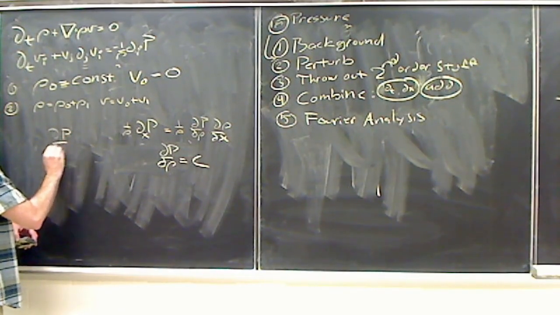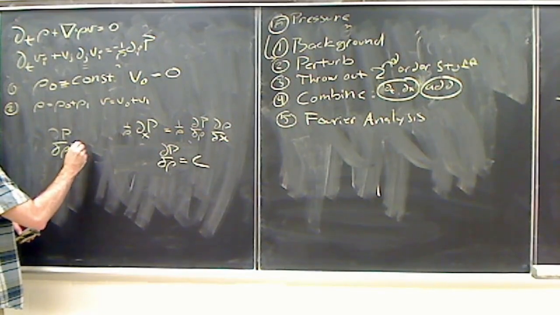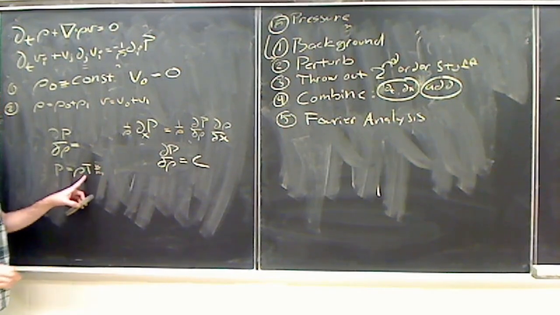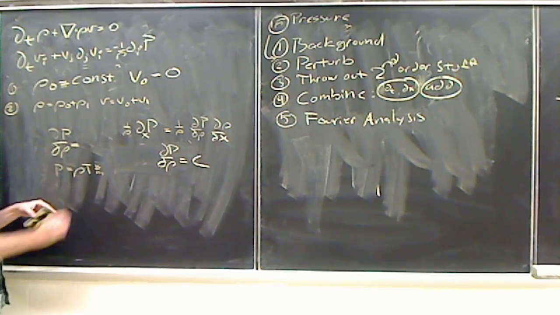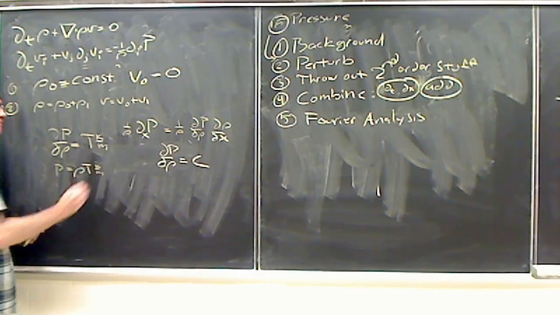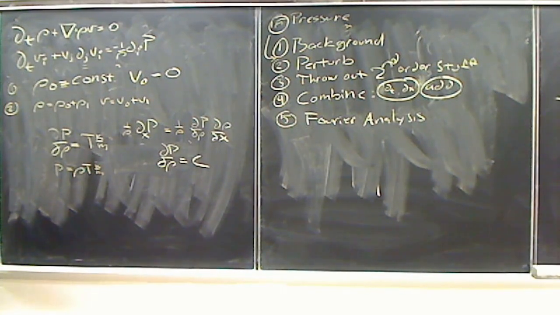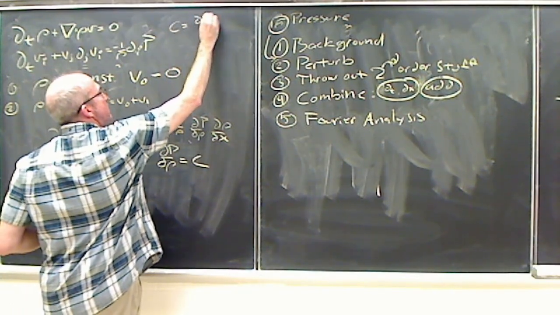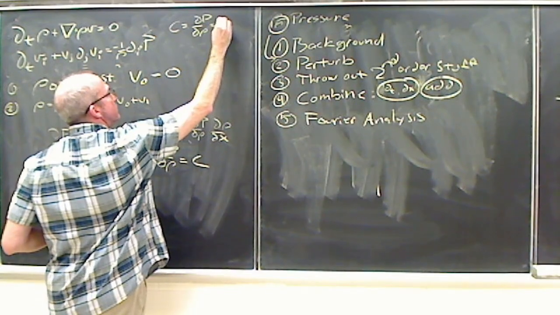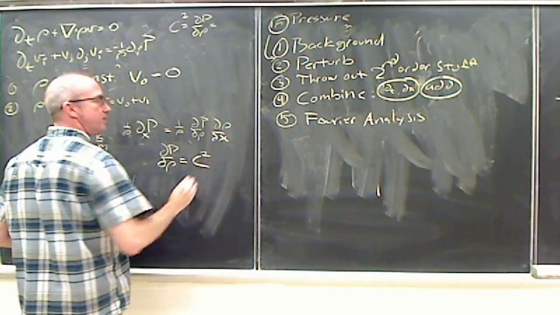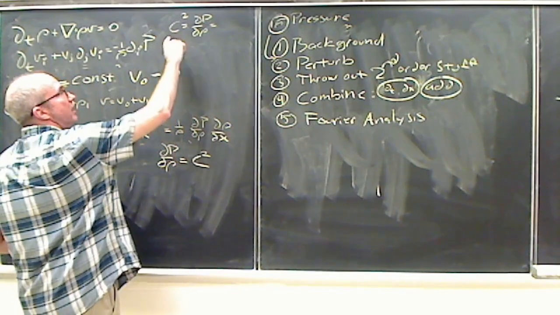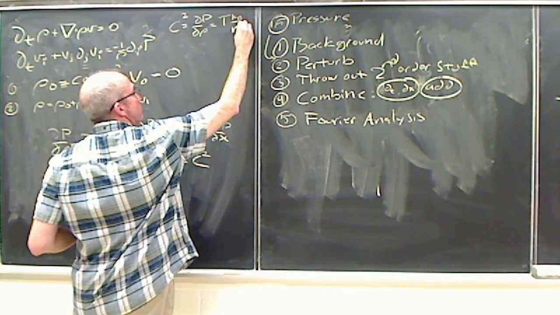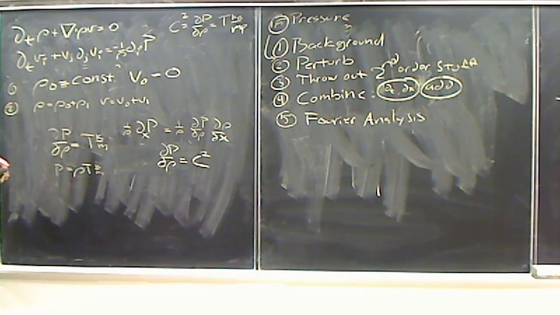dP d rho is just, well, P equals rho T times K over M. This is just the ideal gas law. So dP d rho is just T K over M. Okay. So there's this quantity C that we'll use, and it's dP d rho. Oh, sorry, squared. We're going to call this C squared. C squared is dP d rho equals T K Boltzmann over the mass of the particle. So we'll need that later.